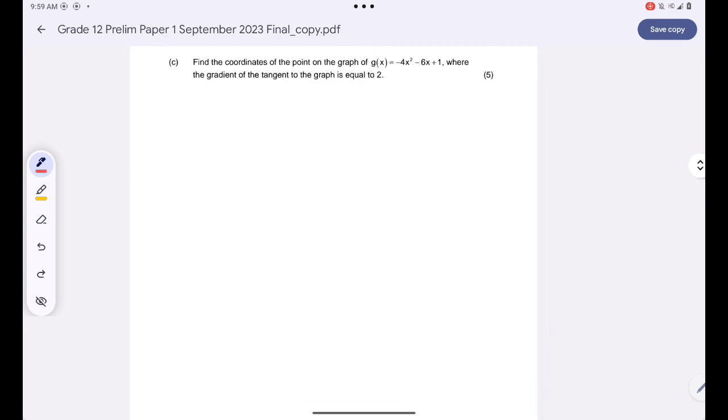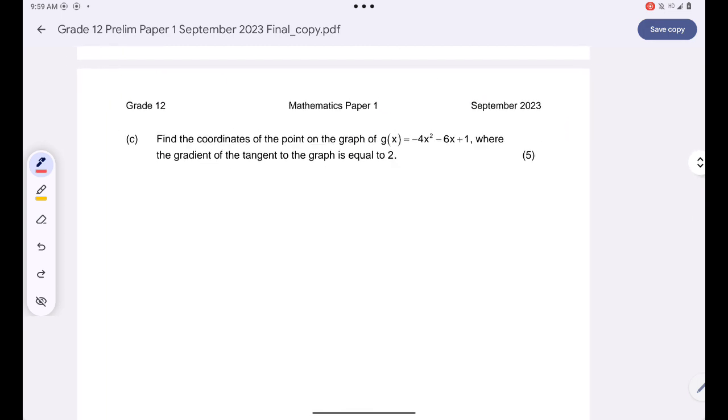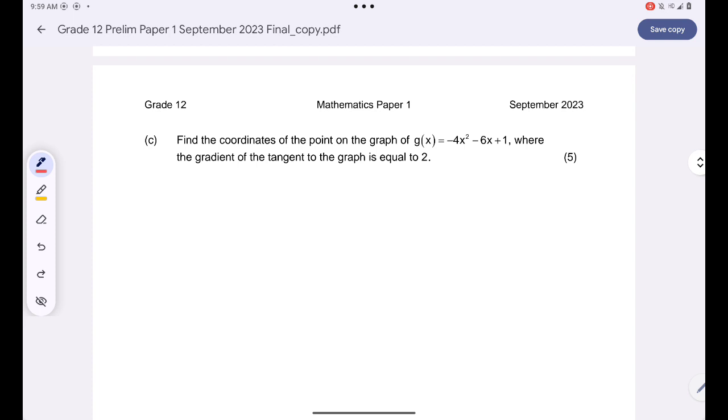Okay, and then now, guys, we are told to find the coordinates of the point on the graph of g of x where the gradient of the tangent to the graph is equal to 2. Okay, remember that, guys, the derivative of a curve is always equal to the gradient of a tangent at a specific point.